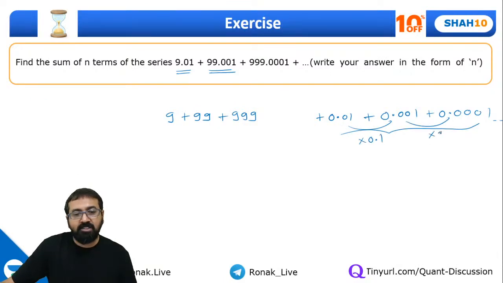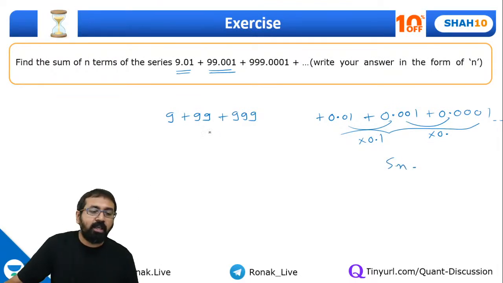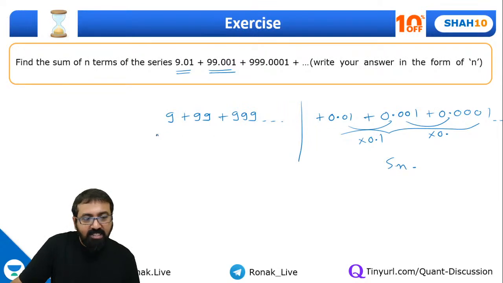So this part is done. We can simply find out sum of n terms over here. Okay. Now we need to tackle this part. Okay. So guys, this 9 is nothing but 10 minus 1. Same way 99 is nothing but 100 minus 1. 999 is nothing but 1000 minus 1.